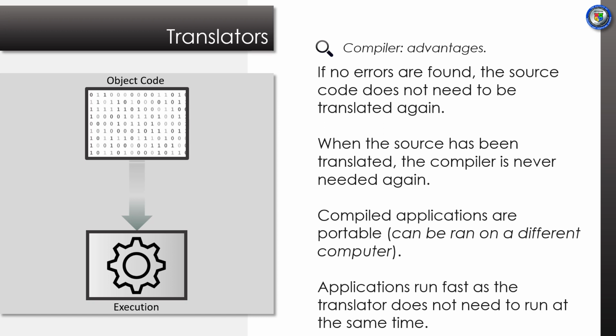If no errors are found, the source code does not need to be translated again. When the source code has been translated, the compiler is never needed again. Compiled applications are portable, which means they can be run in different computers. Applications run fast as the translator does not need to run at the same time.